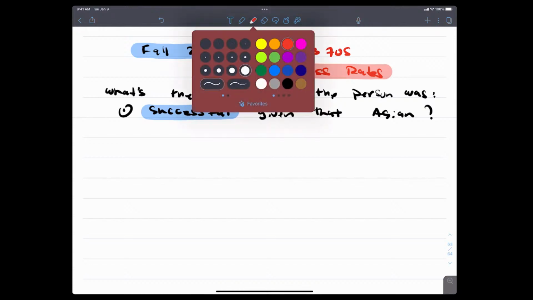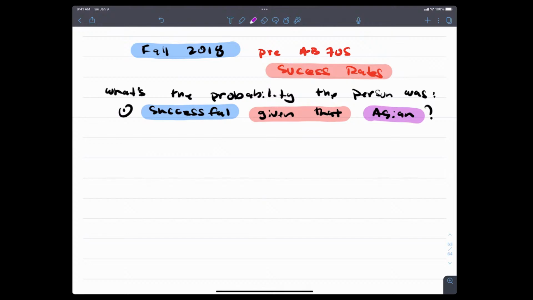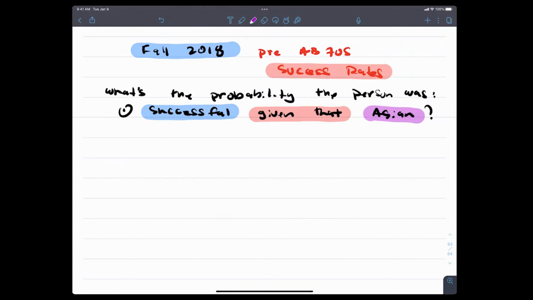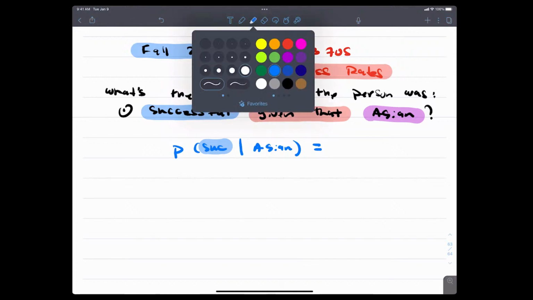Here's the phrase: given that. What's the group we're looking at here? Asians, ladies and gentlemen, Asians. All right, you guys with me on this? So what I would do personally is write this down as probability you are successful. I'll abbreviate successful. What does this line mean again? That means given that. And what's the group? Well, the Asian students. So probability you're successful, given that you're Asian.